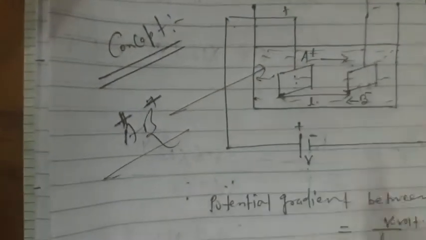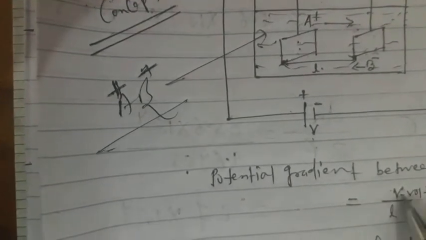What is the meaning of these terms? Then what is potential gradient? The potential gradient between electrodes is defined as potential difference divided by the length, or distance, between the electrodes. That is, the potential difference is V volt, and the separation distance between the two electrodes is L here. So V by L is the potential gradient.